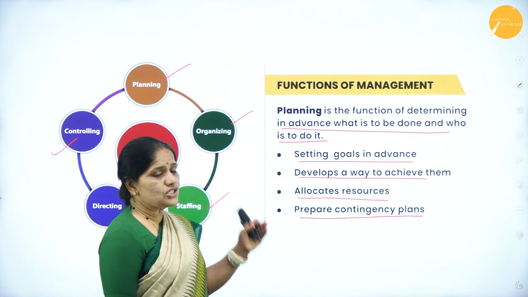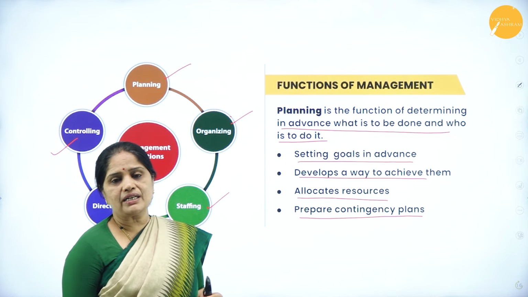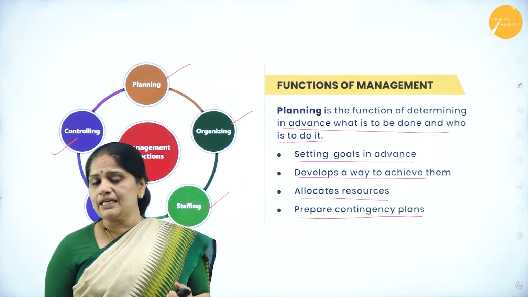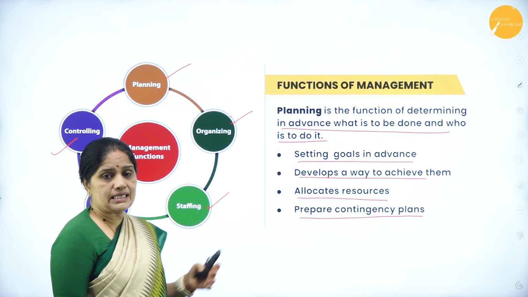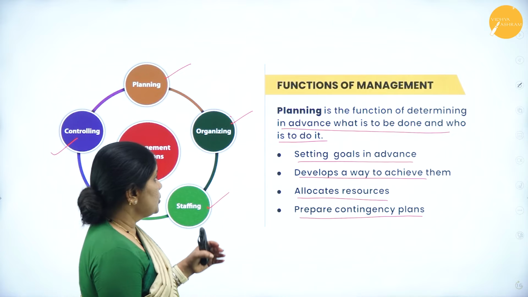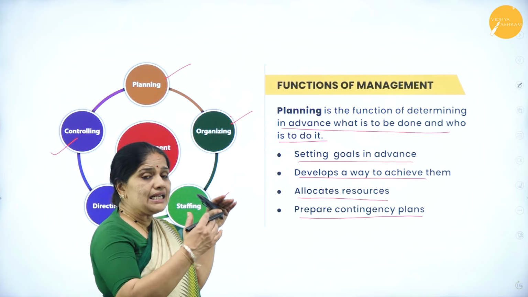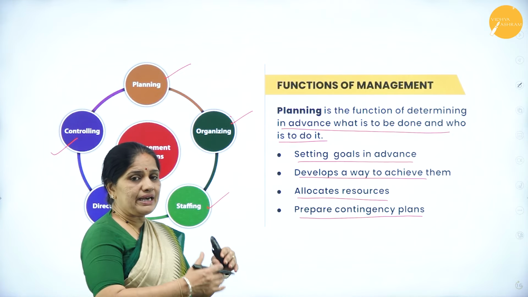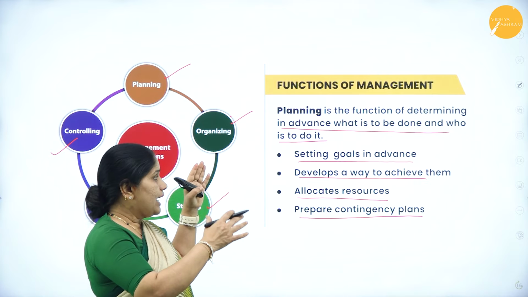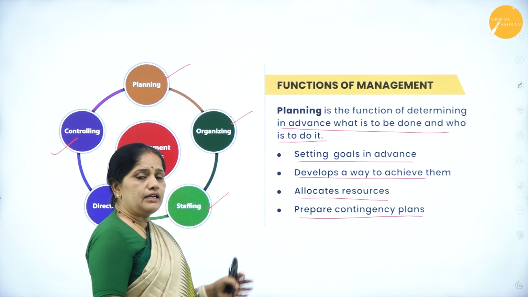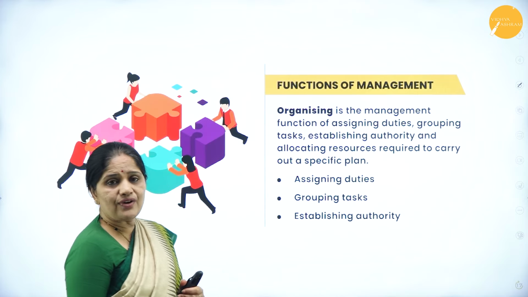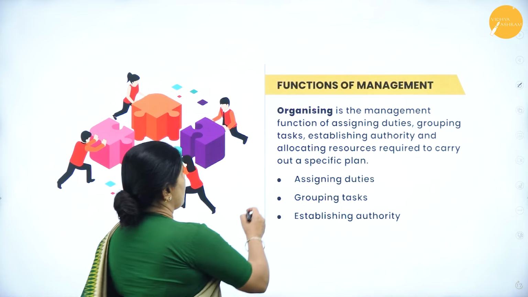On the functions of management, you can expect a question here. It may be a 4 marks question or an 8 marks question. Usually they ask it as an 8 marks question: Explain the functions of management. You should be able to explain each and every function of management in detail. First you write the meaning of the word planning and then you write all the elements involved in the planning function. Then the next function of management is organizing.